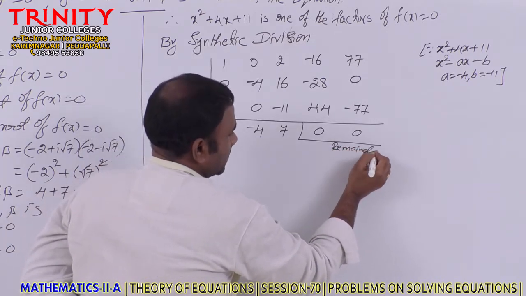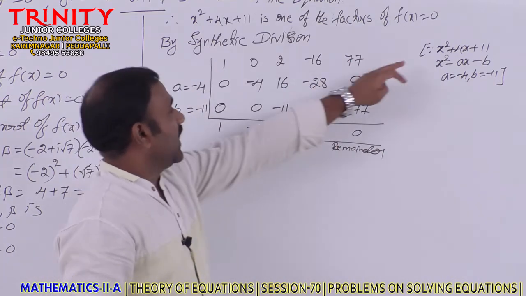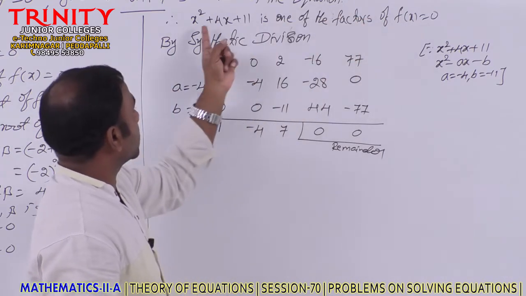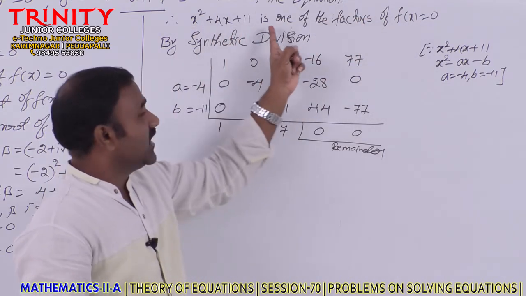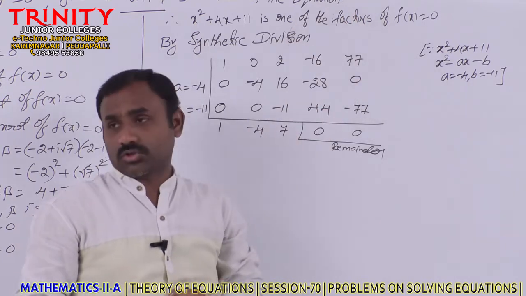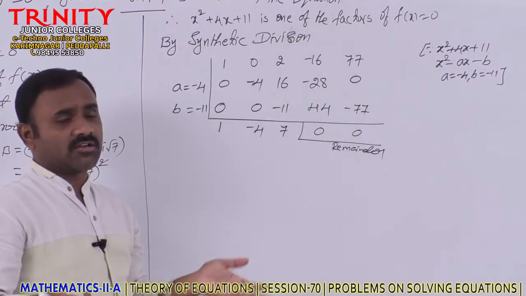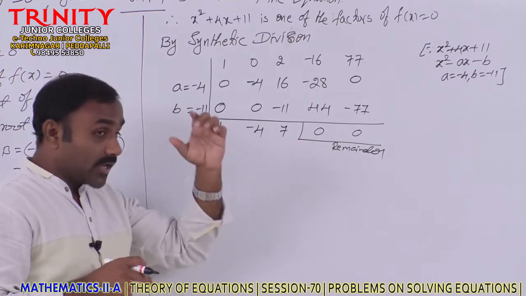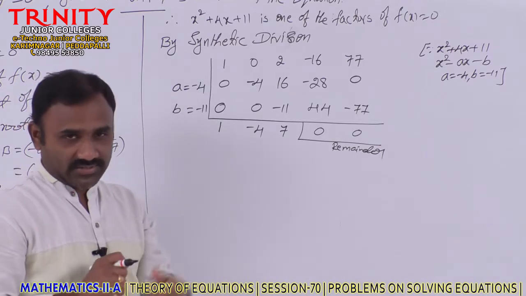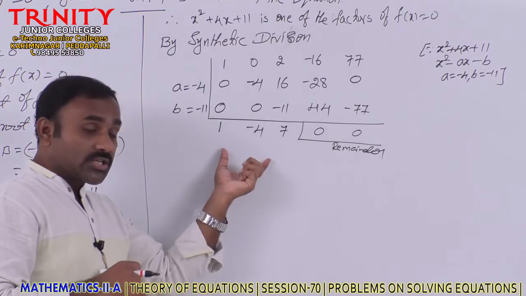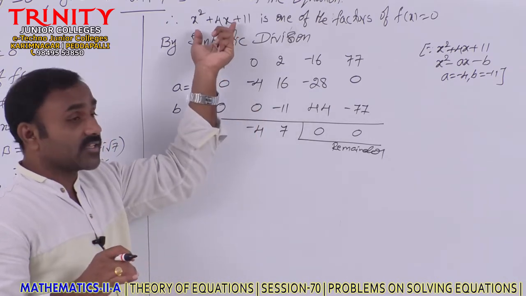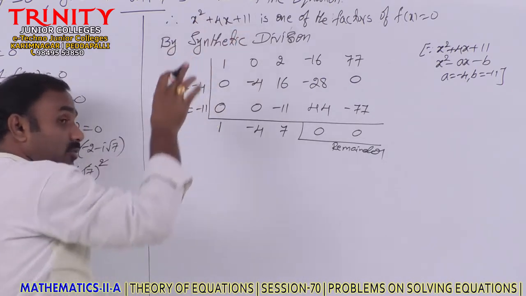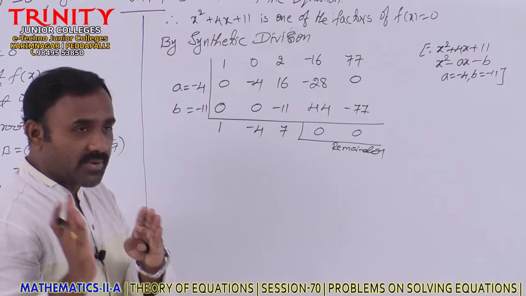Here the remainder is 0. Why? Because x square plus 4x plus 11 is a factor of f of x equal to 0. Already we concluded here that x square plus 4x plus 11 is one of the factors of f of x equal to 0. If it is a factor, then always the remainder is 0. If it is not a factor, we will get a remainder. In yesterday's class, we did the remainder and quotient obtained whenever it is not a factor of the polynomial. If it is a factor of the polynomial, formed by the roots of the polynomial, then always the remainder should be 0.